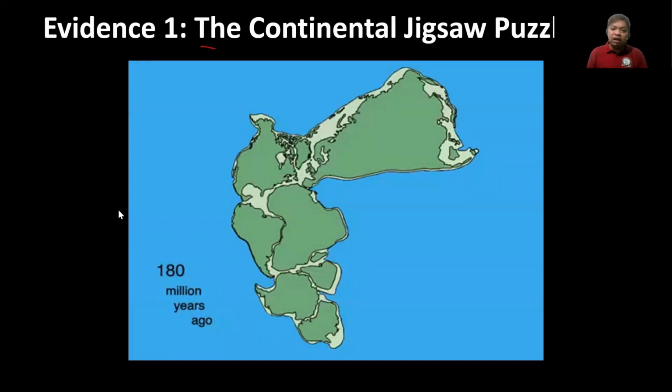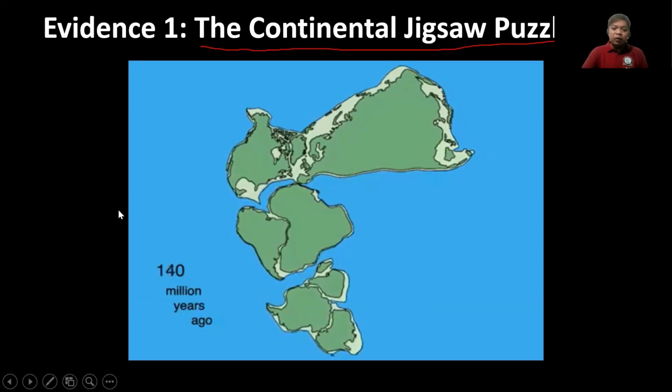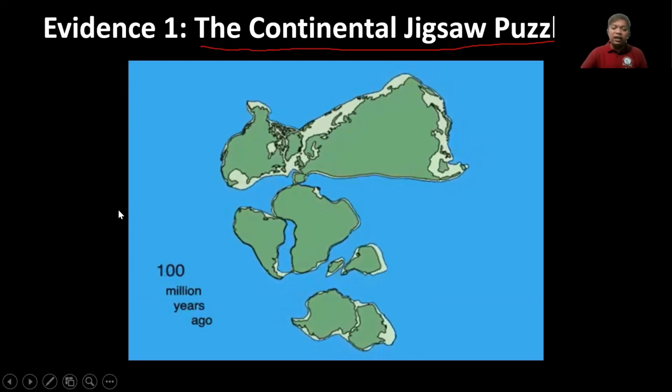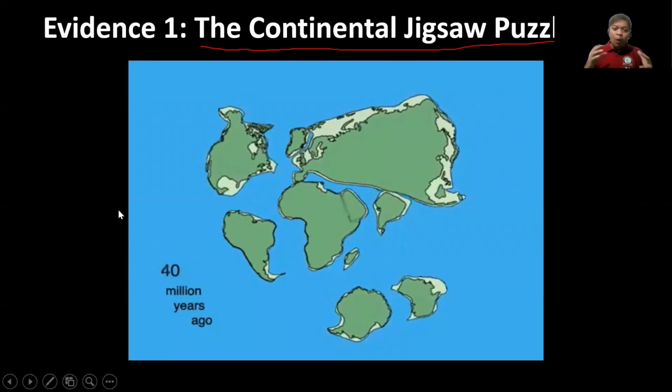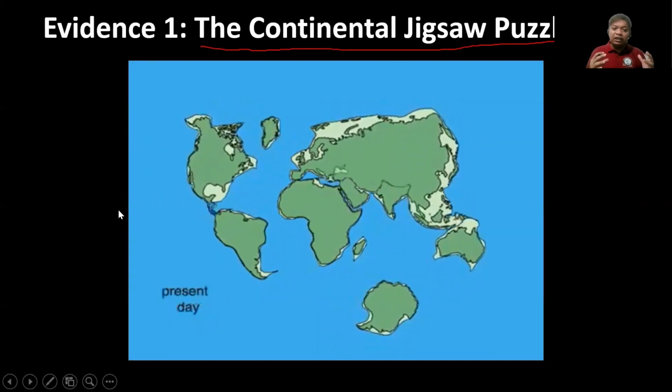So he called it the Continental jigsaw puzzle. So we have the 7 continents that we know, and it really started in one super big continent known as Pangaea. So take a look at the shapes at the edges of these continents. Take a look at the edge of South America and Africa.